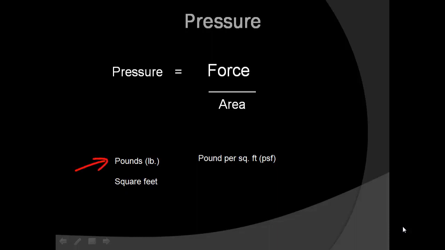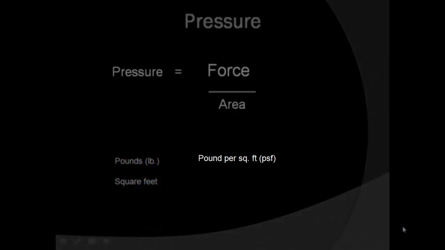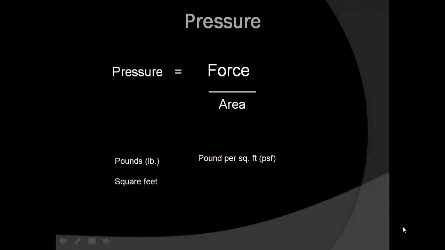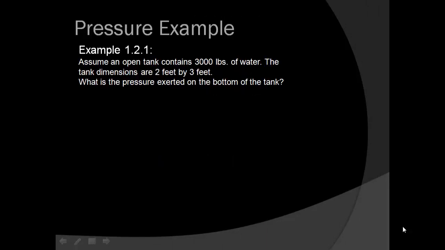If the force is measured in units of pounds and the area is measured in units of feet, then the units for pressure would be pounds per square foot. And we often see this written as PSF. An example in calculating pressure is shown here in example 1.2.1.